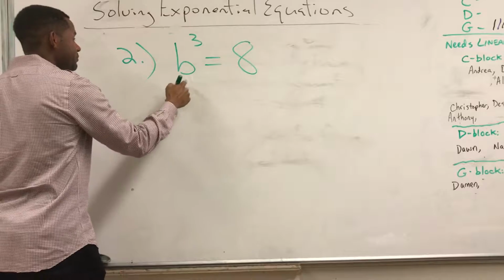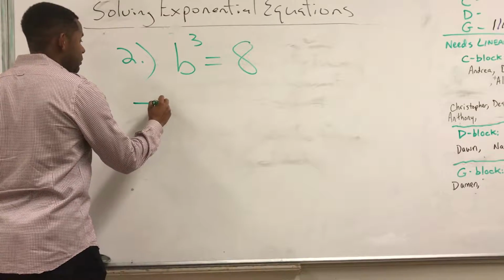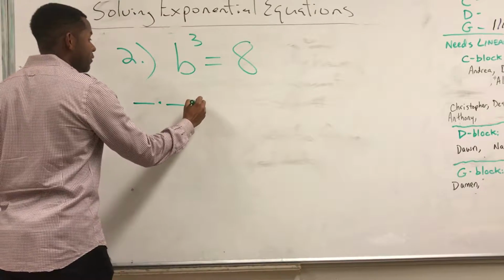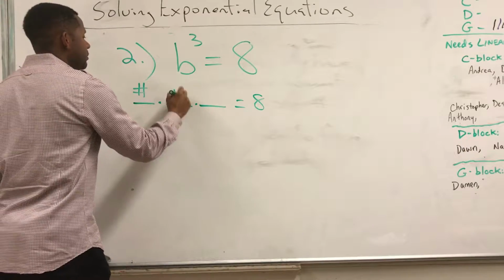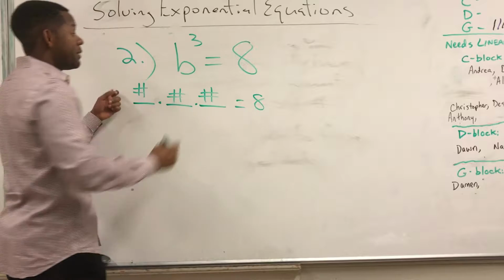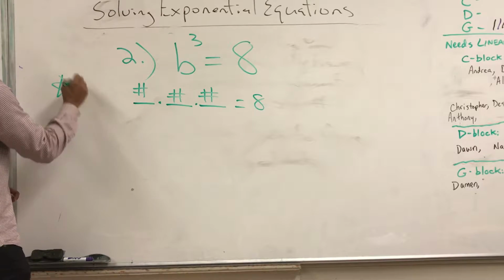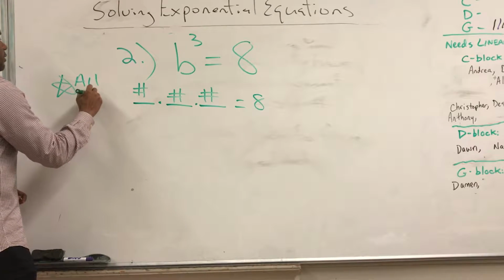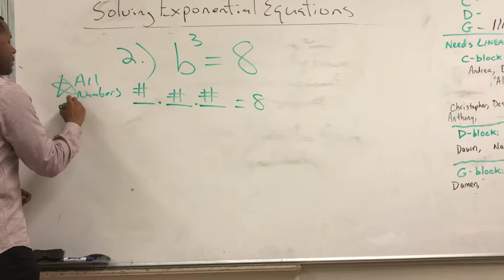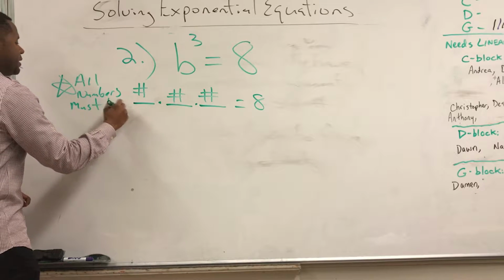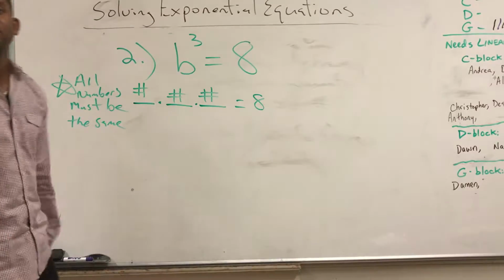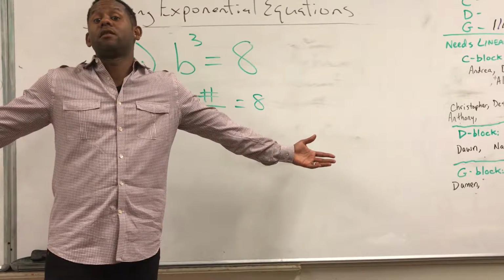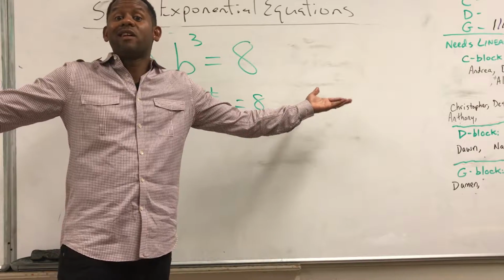So right here, this means some number times itself again equals 8. Number times number times number. And remember, let's just write this note. All numbers must be the same. So a number times a number times a number equals 8. I have no idea what this is, but I can think and try some stuff.